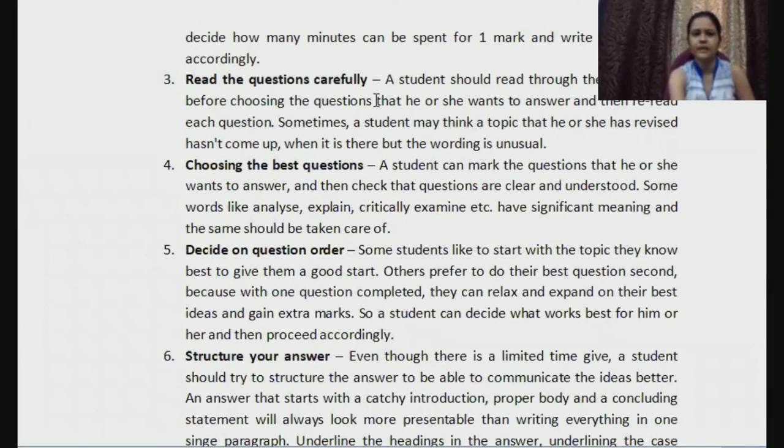Next is, read the questions carefully. Whatever questions are there in the paper, we need to read them very carefully. Why is it important?